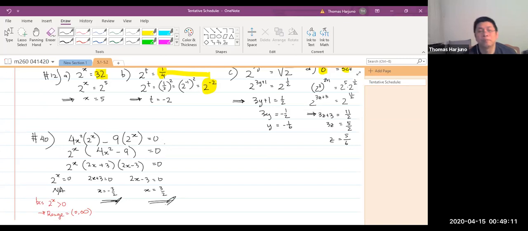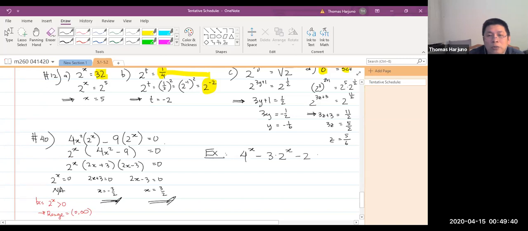Okay. Now, actually the rest of the problems here follow the same nature, the same idea, and therefore I will not go on with number 42. But let me give you another type of question. Consider this type. For example, if I have 4 to the x minus 3 times 2 to the x minus 2 equals 0. How do we solve this?